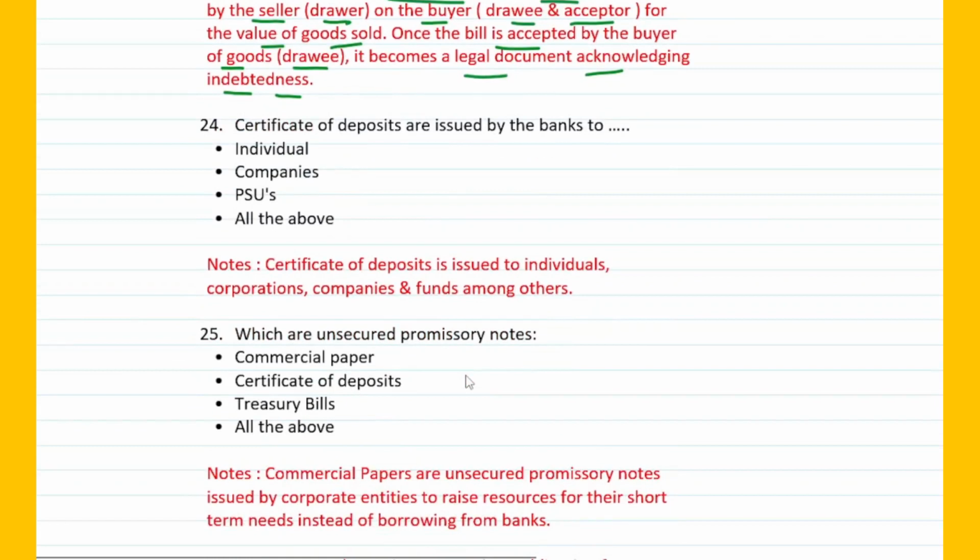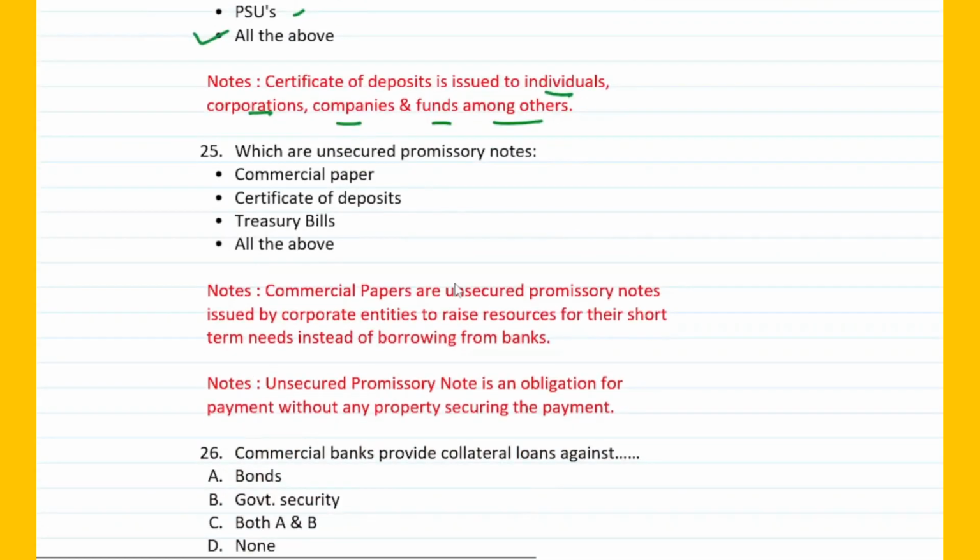Let's come to the next question. Certificates of deposit are issued by the banks to whom? Individuals, corporations, companies and funds, among others. So individuals, companies, PSUs, again they are companies, and PSUs do raise certificates of deposit. Hence my correct answer should be option number D, or all the above, right?